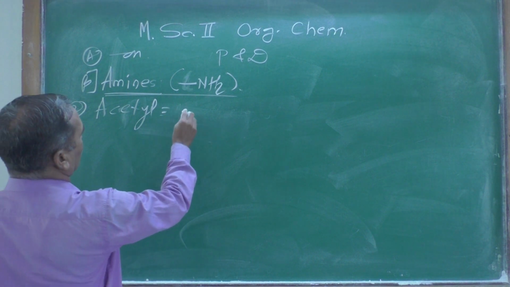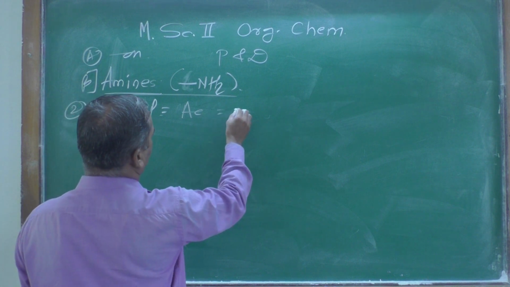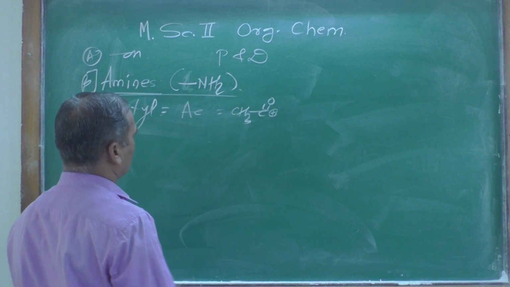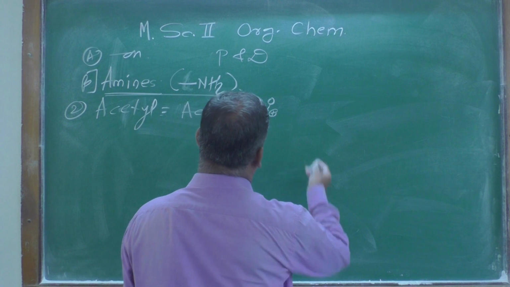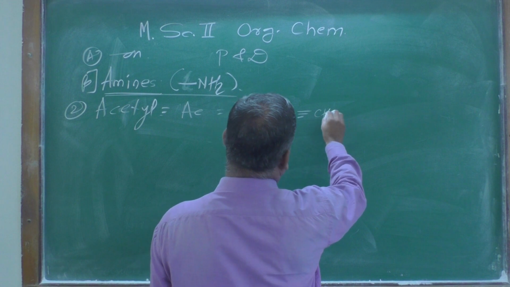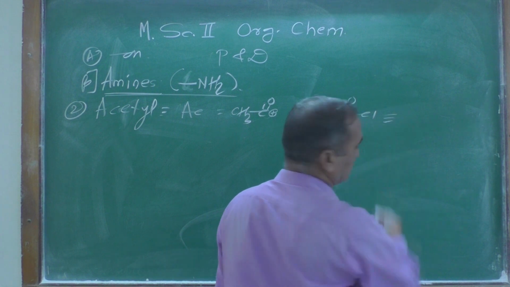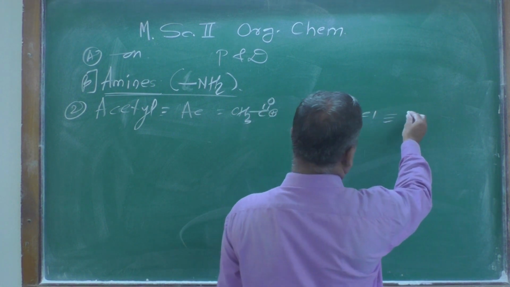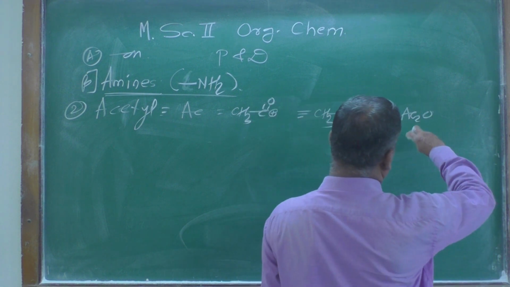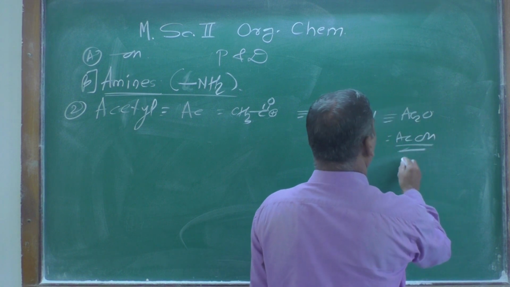Acetyl means Ac, or generally CH3, C double bond O, with a positive charge there. That group is called an acyl group, and the acetyl group can be obtained from this type of reagent, that is acetyl chloride, C double bond O Cl, or it can be obtained from acetic anhydride. We generally write Ac2O for acetic anhydride, or sometimes we write AcOH, which is acetic acid.